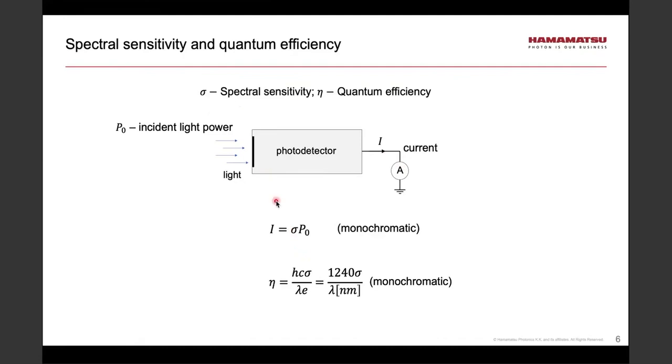A somewhat related concept is quantum efficiency, eta. One can show that spectral sensitivity and quantum efficiency are related by the equation at the bottom. The equation shows that if I know spectral sensitivity for a certain wavelength, then I know quantum efficiency. One way to think about quantum efficiency is that it is the probability that an incident photon produces an electrical signal, perhaps an electron or electron hole pair, that can be or is measured.